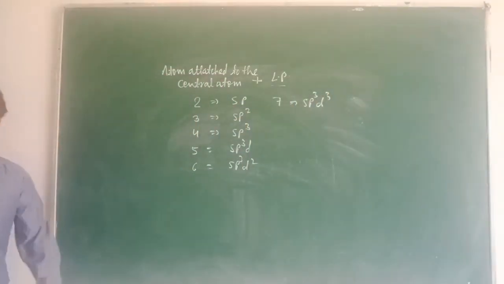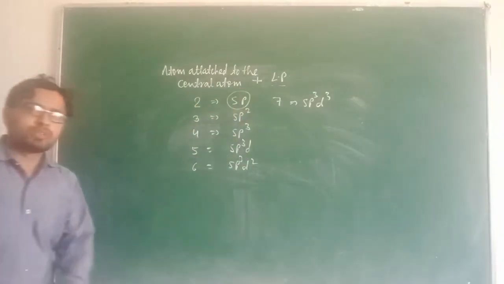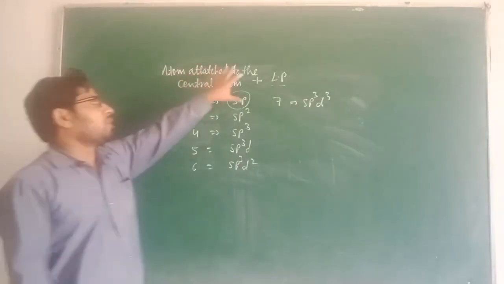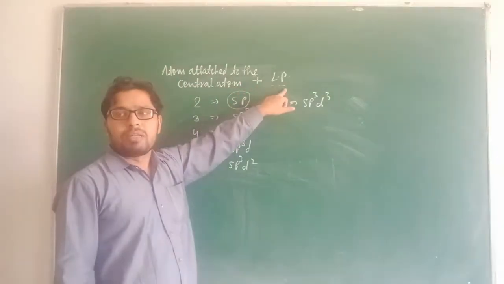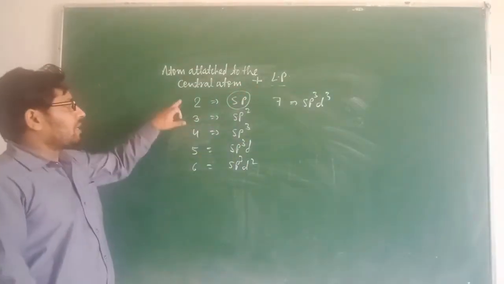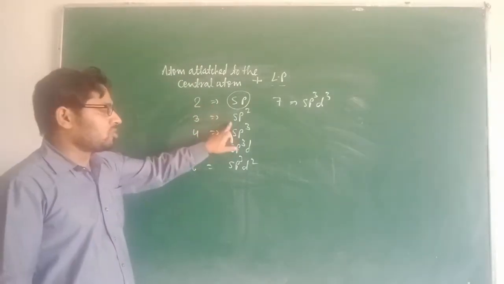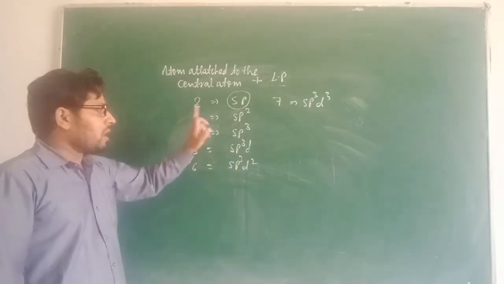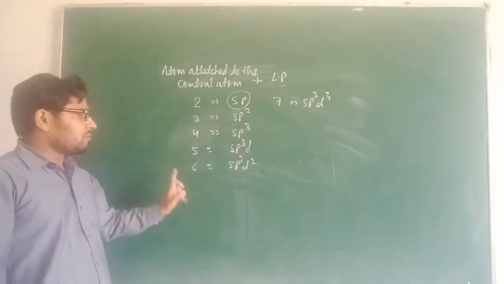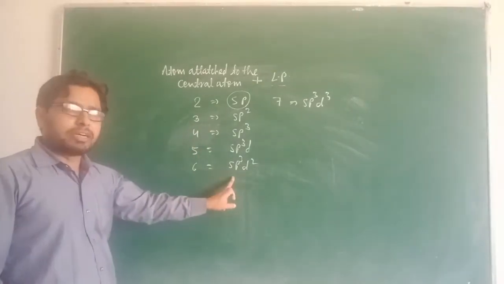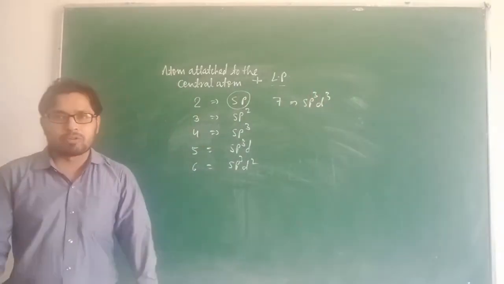Firstly, I will discuss sp hybridization, then I will discuss examples. Keep that formula in mind: atoms attached to the central atom plus lone pairs of the central atom. If the sum is 2, the hybridization is sp. If 3, sp2. If 4, sp3. If 5, sp3d. If 6, sp3d2. If 7, sp3d3.